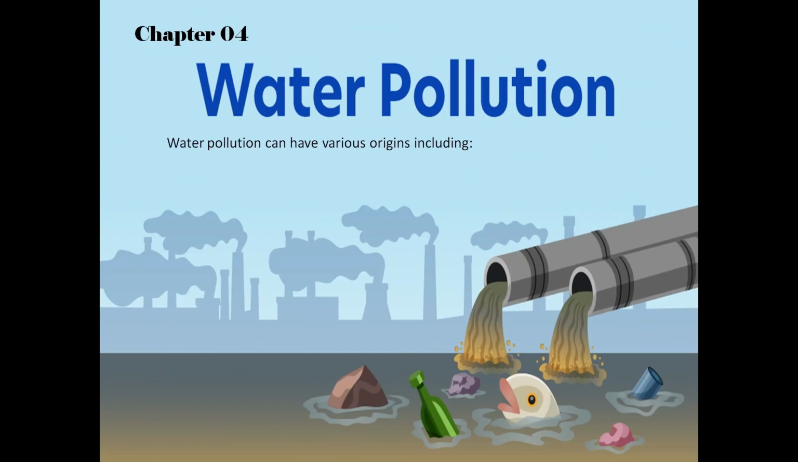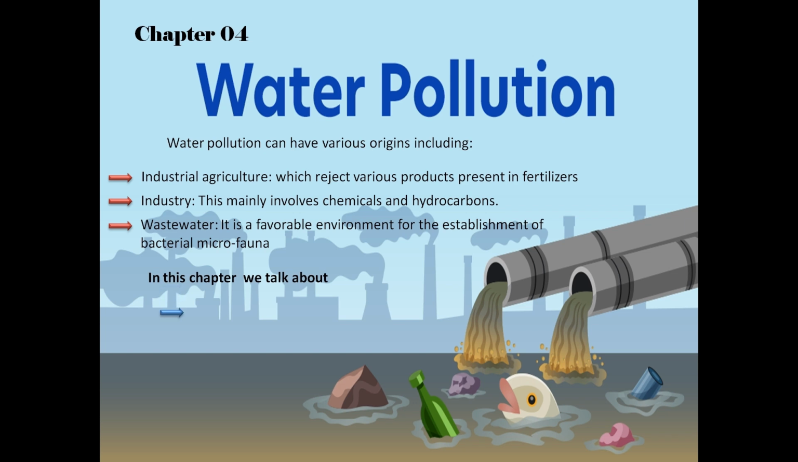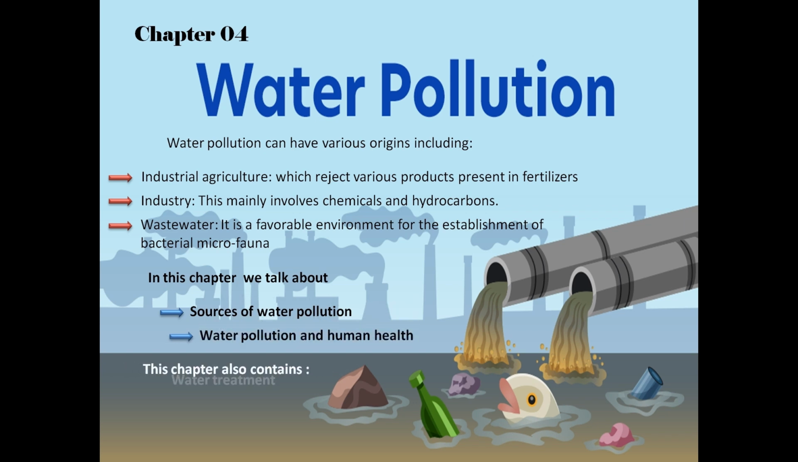Chapter 4, Water pollution. Water pollution can have various origins, including agriculture, which rejects various products present in fertilizers. Industry. This mainly involves chemicals and hydrocarbons. Wastewater. It is a favorable environment for the establishment of bacterial microfauna. In this chapter, we talk about sources of water pollution and human health. This chapter also contains water treatment.